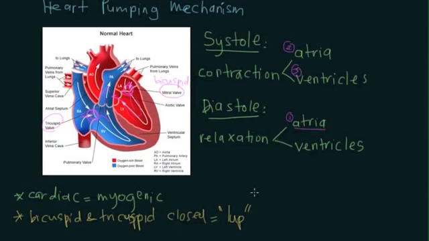Have you ever listened to your heartbeat using a stethoscope? How does it sound? Loop doop, loop doop, loop doop. So the loop sound is actually coming from the closing of both the tricuspid and bicuspid valves. All right, now back to the flow mechanism.